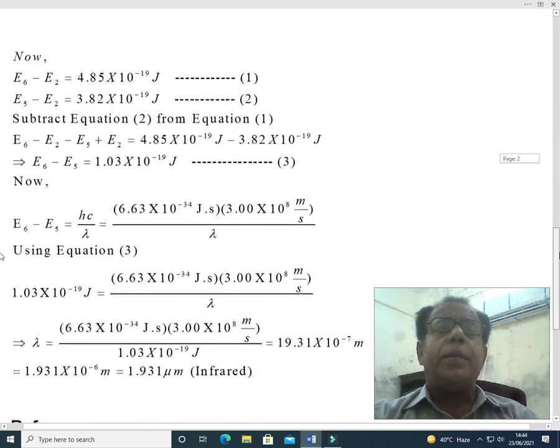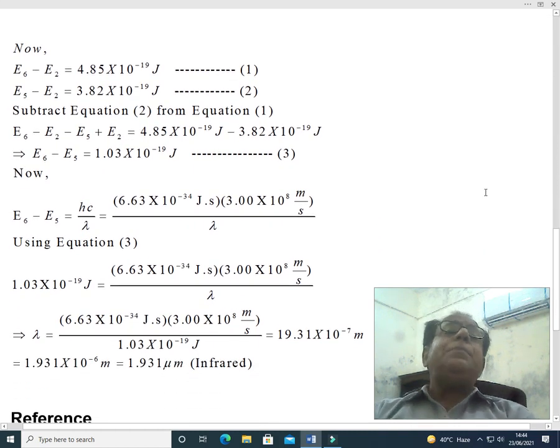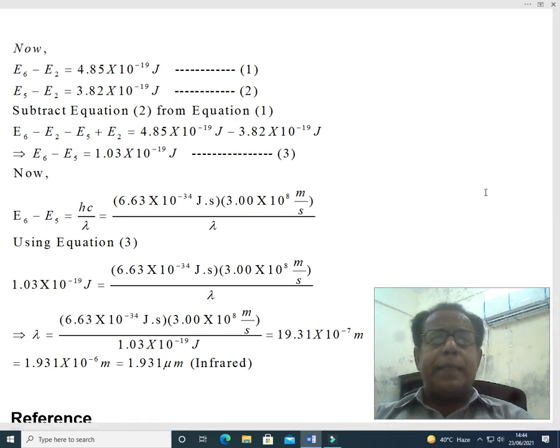Now E6 minus E2 is equal to 4.85 into 10 raised to the power minus 19 joule, equation number 1, and E5 minus E2 is equal to 3.82 into 10 raised to the power minus 19 joule, equation 2nd. What we have done, we have simply reproduced the two results which we have calculated above.